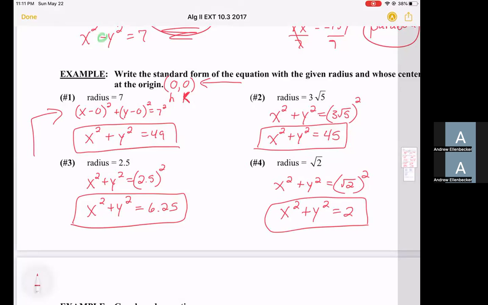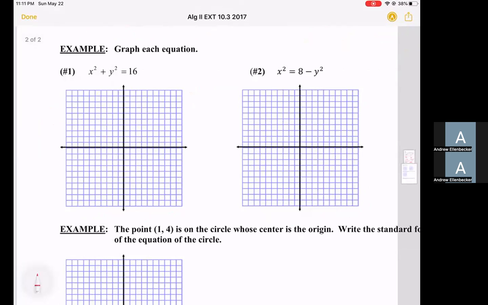So given the center and given the radius, we can plug those variables, the h, the k, and the r, into our formula and figure out an equation. Okay. Next, if we're given an equation, we can graph the equation by finding out where the center is and finding out what the radius is.